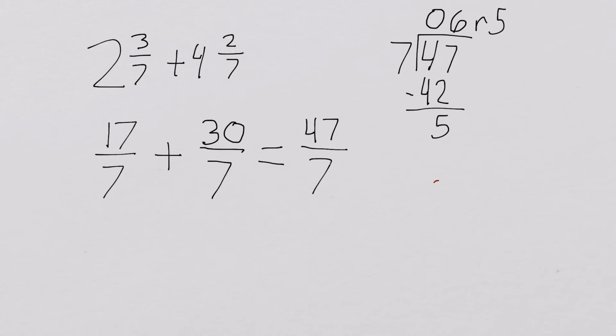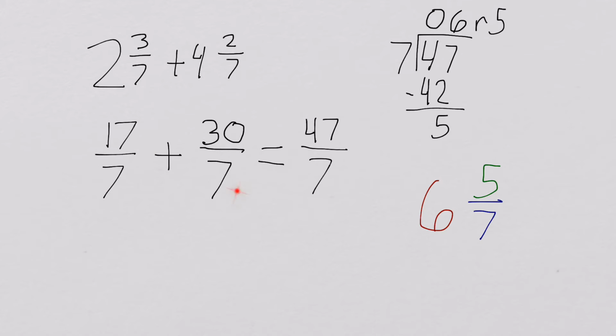So we get 6 from our quotient, that's our whole number. We get the denominator 7 because that is our divisor, and it was our denominator from before. Denominators have a habit of not wanting to change if they don't have to. And then finally, our numerator is 5. That's what was left over, that's our remainder. So 2 3/7 plus 4 2/7 ends up being 6 5/7.